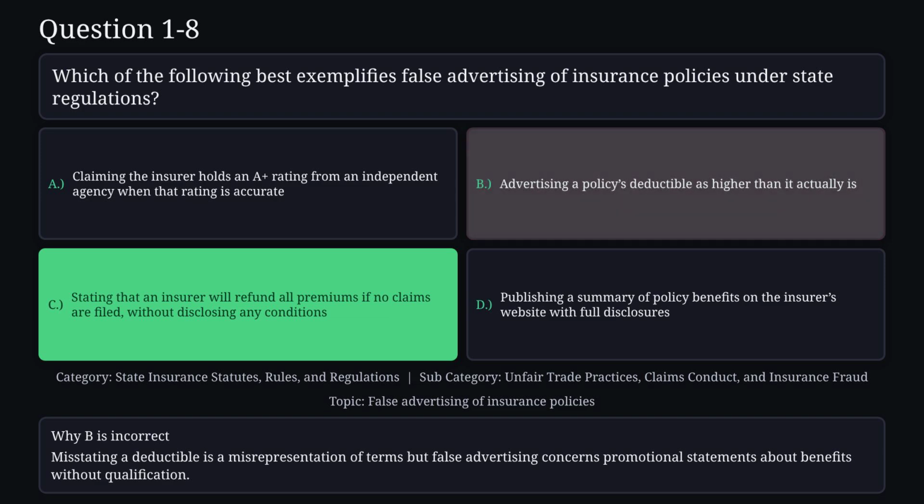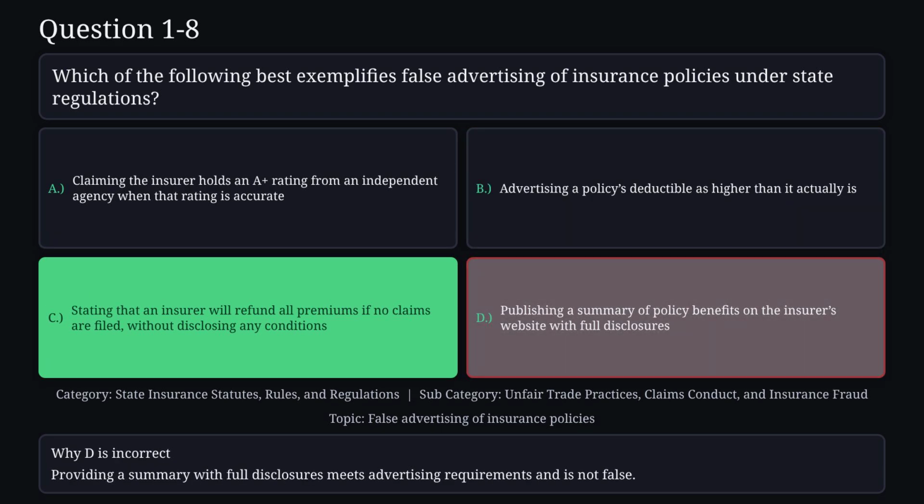Reason B is not correct. Misstating a deductible is a misrepresentation of terms, but false advertising concerns promotional statements about benefits without qualification. Reason D is not correct. Providing a summary with full disclosures meets advertising requirements and is not false.